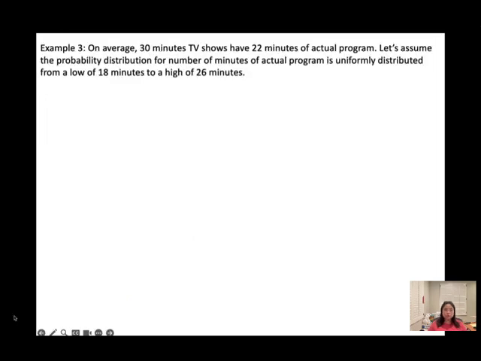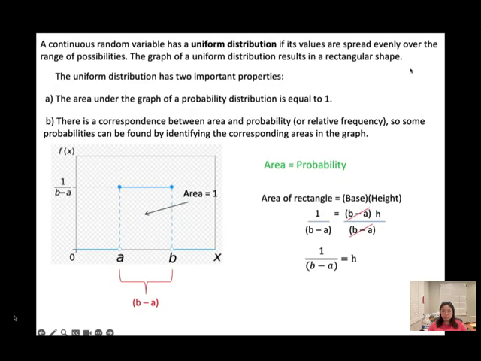Okay, try this example. On average, 30-minute TV shows have 22 minutes of actual program. Let's assume the probability distribution for the number of minutes of actual program is uniformly distributed from a low of 18 minutes to a high of 26 minutes. So for this example, I want you guys to highlight uniformly distributed. Every time you see the uniform distribution, you're going to remember this picture, the rectangular shape here.